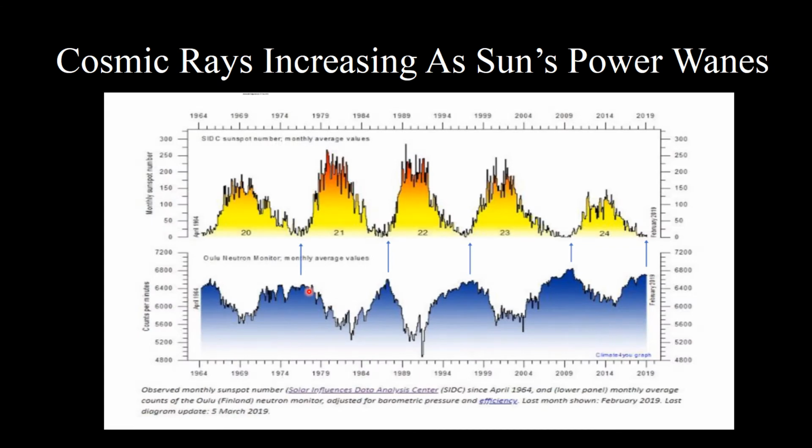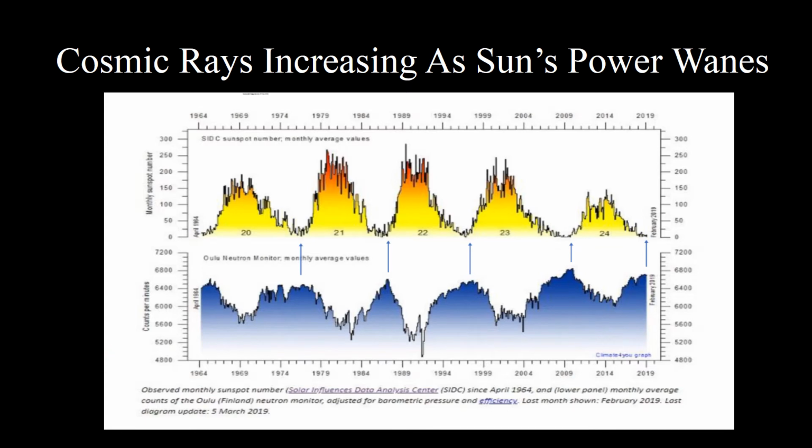This chart is a more recent chart from 1964 to 2019. And you can see on the top the sunspot numbers. So this is the 11-year sunspot cycle. Each time we go into an 11-year solar minimum, you can see the cosmic rays increase. But as these sunspot cycles decrease in power, the cosmic rays have been increasing, and we are now at close to a space age maximum on the cosmic ray.